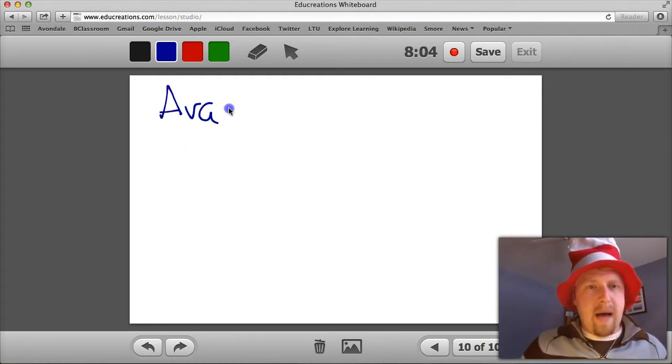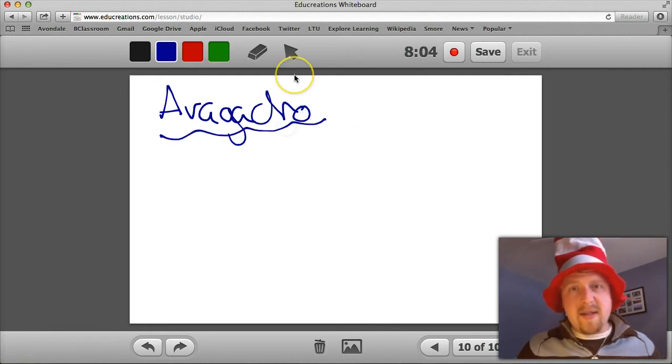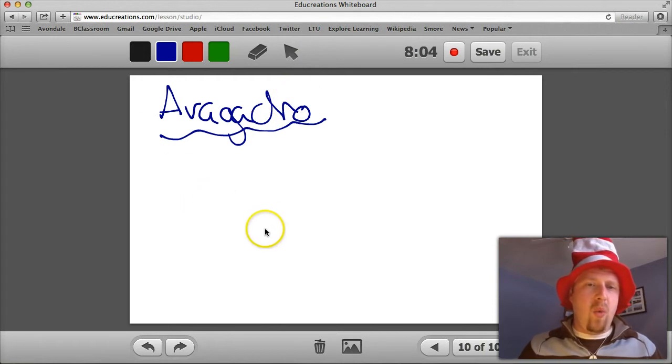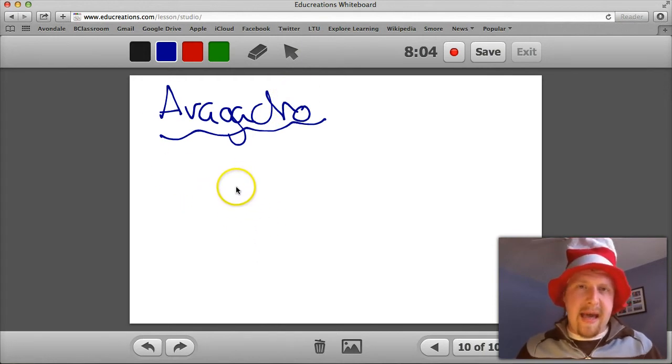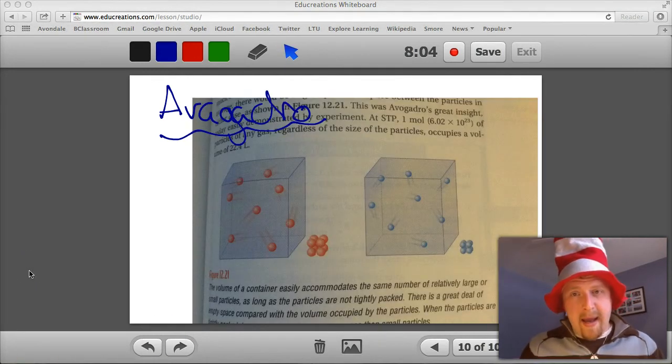So Avogadro had this hypothesis, okay? Like all good scientists, he asked questions, he made predictions, and he said, what if we were to look at the gas up close? Okay, if we were to look at this gas up close, it would look something like this.